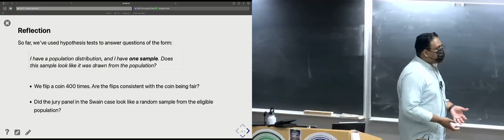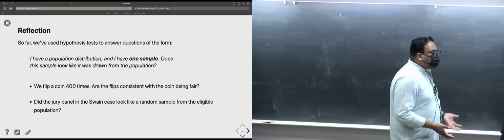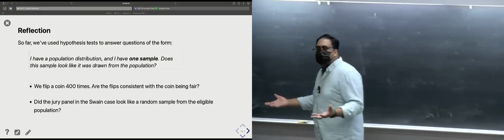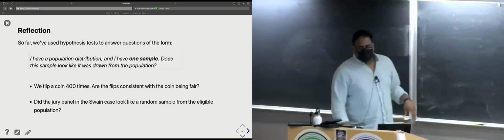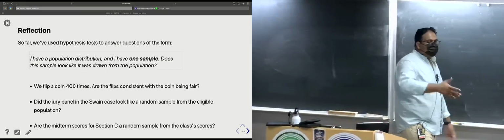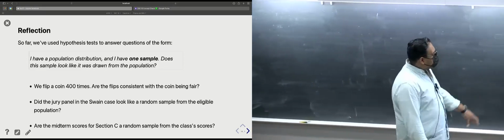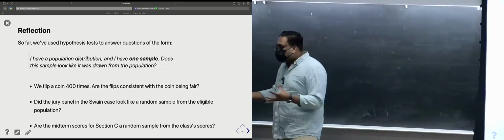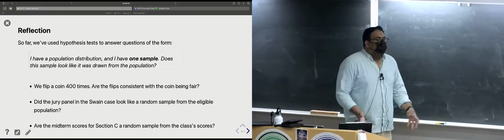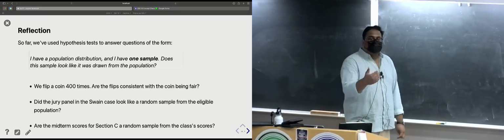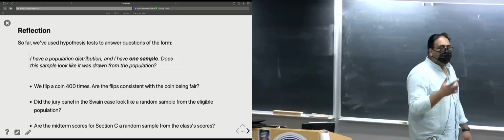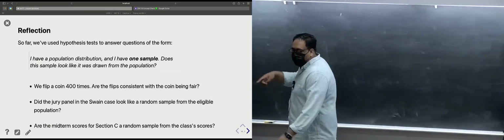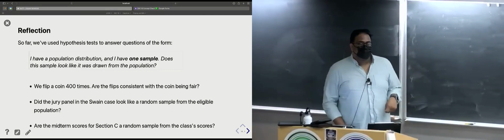The question we were answering was, did the jury panel, in the Swain case, in which there were only 8 black men, look like a random sample from the eligible population, in which there were 26 black men? That was the question we answered. That was of this form. And our favorite example, which might explain why more of you are in class now, is, were the midterm scores of our section, like did they look like a random sample of the entire course's midterm scores? Right? These questions, they were all of this one form. Do we agree? Everything we've done so far, there was a population, we knew what the population was, and we had one sample. The question was, did that one sample look like it was from the population?